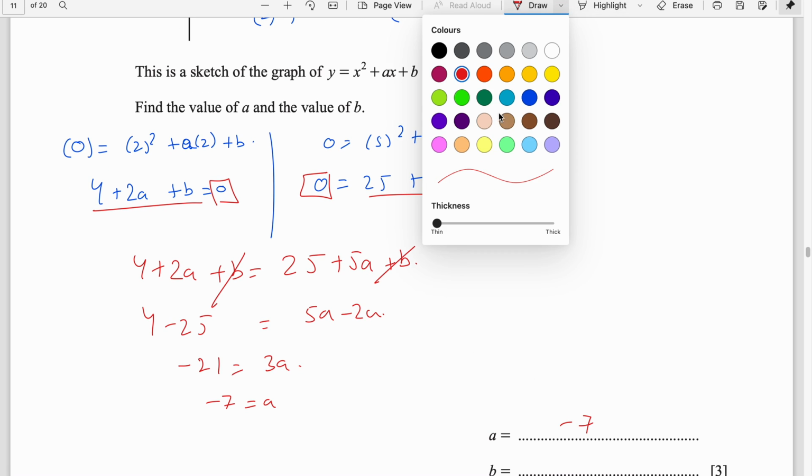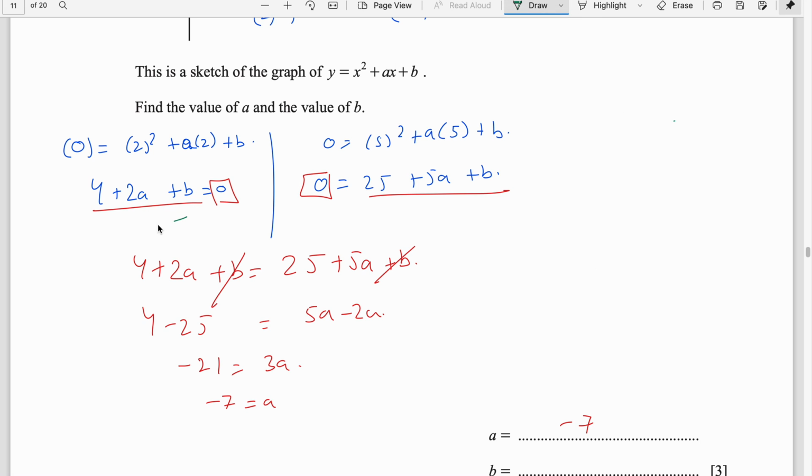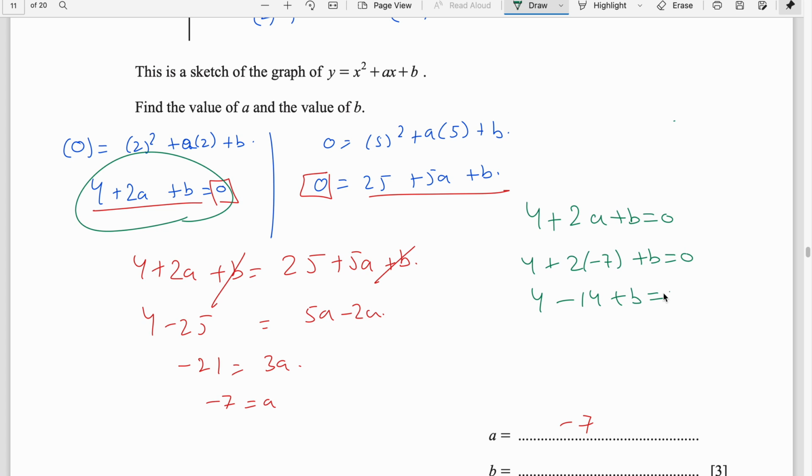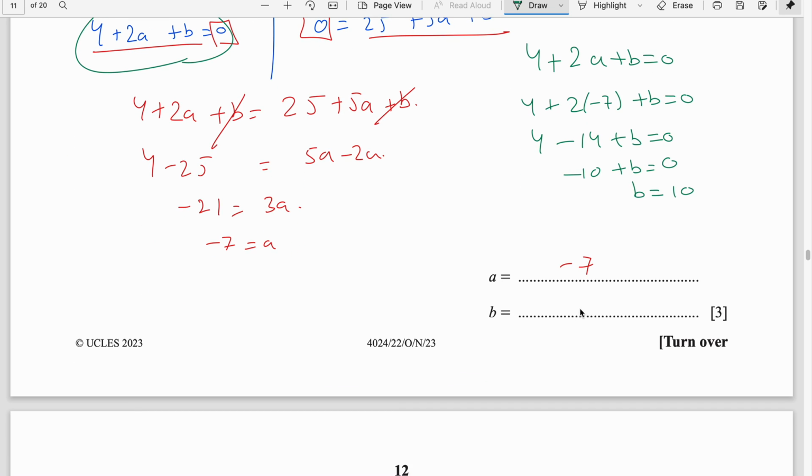For b, we can use any equation. Let me use the first one. This is 4 plus 2a plus b is equal to 0. 4 plus 2 into minus 7 plus b equals 0. 4 minus 14 plus b, this is negative 10. You take 10 on the other side, b is equal to 10.